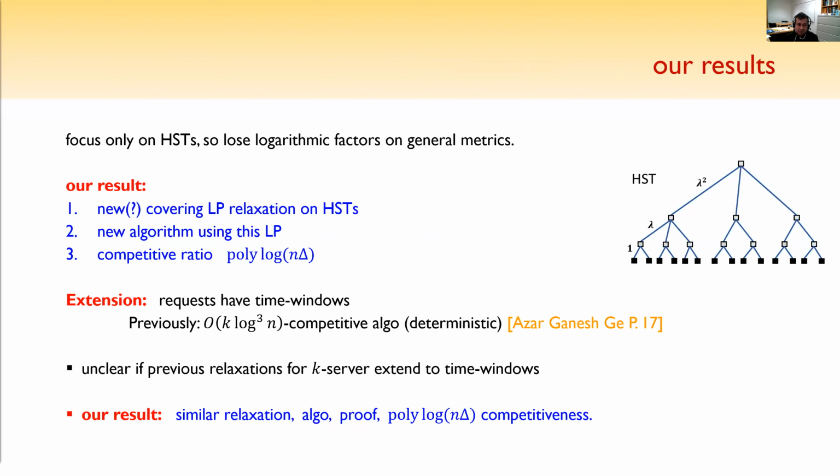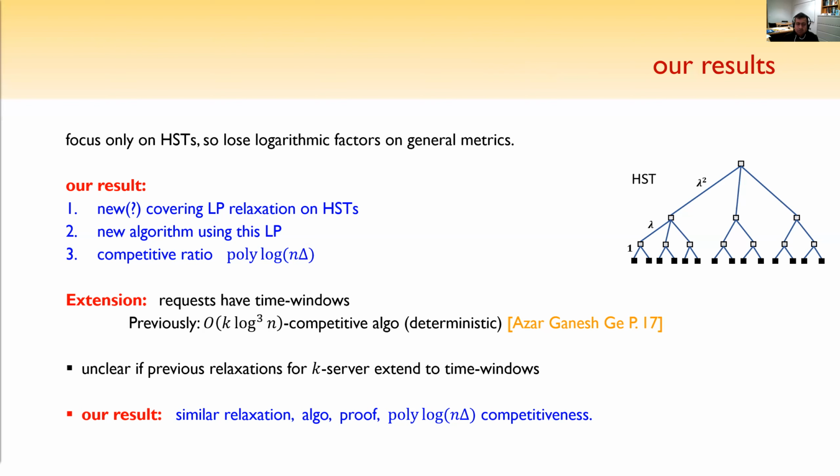So for HSTs, we show the following. First, we give a covering LP relaxation for the K-server problem on HSTs. We believe this is new. It, of course, uses ideas from previous LP relaxations, but as we will see, there are quite a few novel elements to this covering relaxation. Then we give a new algorithm for K-server that uses this LP, and it uses it in slightly non-standard ways. And finally, we show this algorithm has a competitive ratio that's polylog in n and delta.